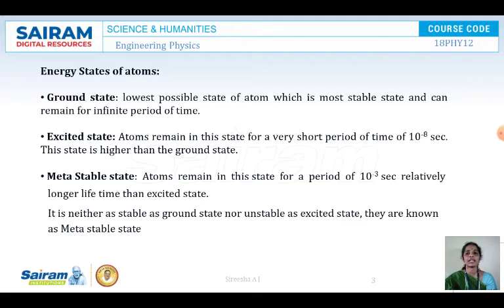Then it is a very unstable state because the atom cannot stay for a long time. It stays only a very short period of time, so it is an unstable state and it is higher than the ground state. Next is a metastable state.